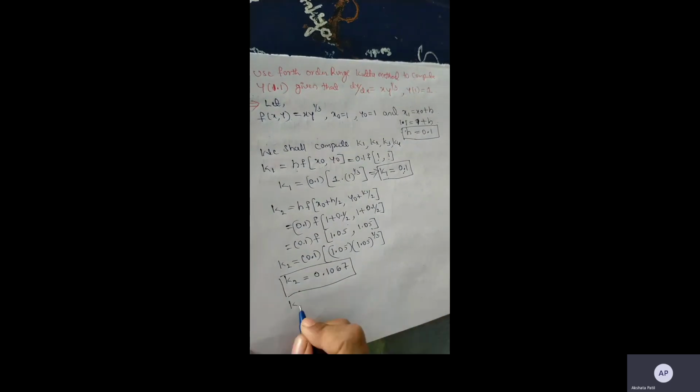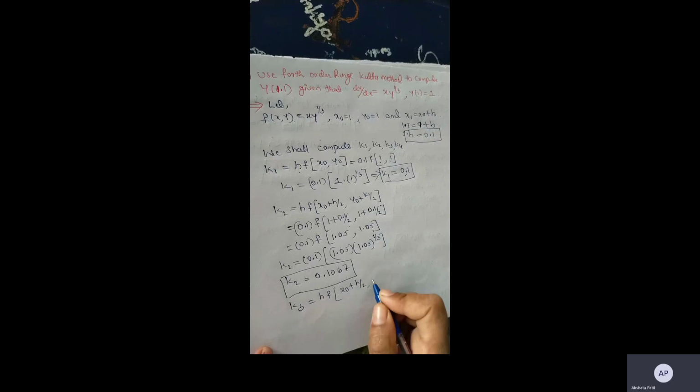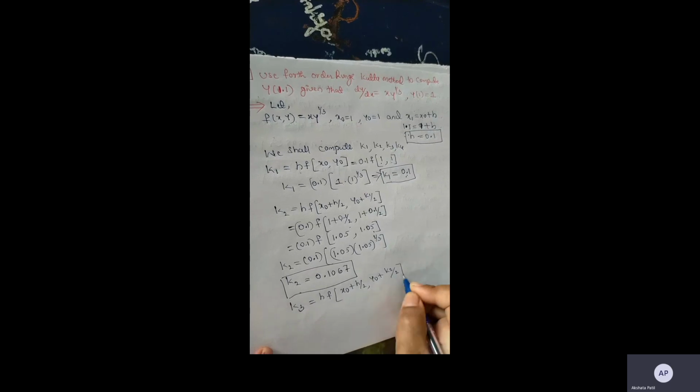So calculate K3. The K3 formula is h into the function of x0 plus h by 2 comma y0 plus K2 by 2.